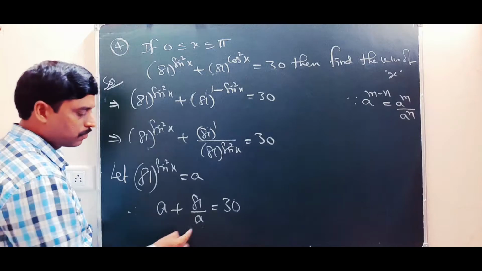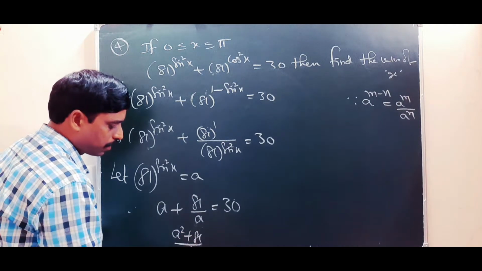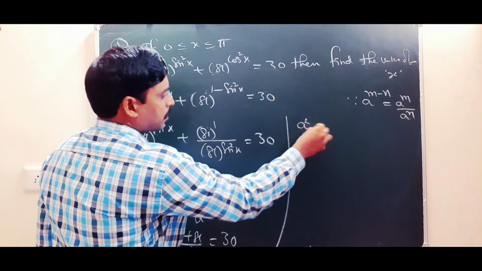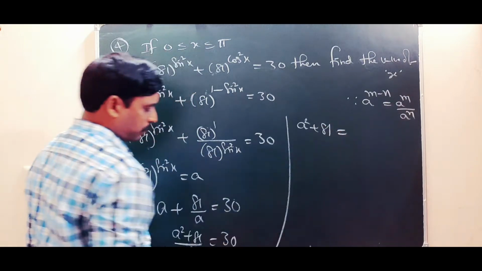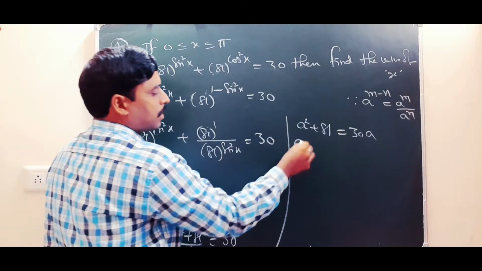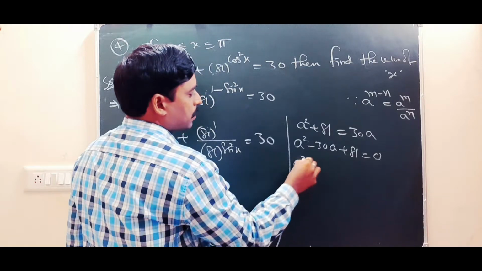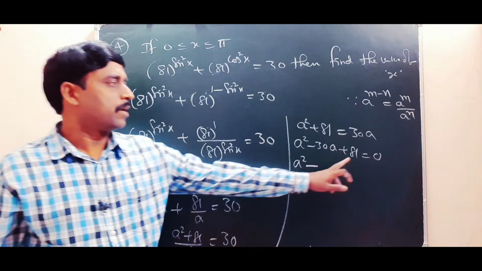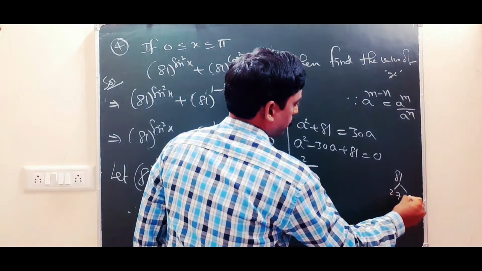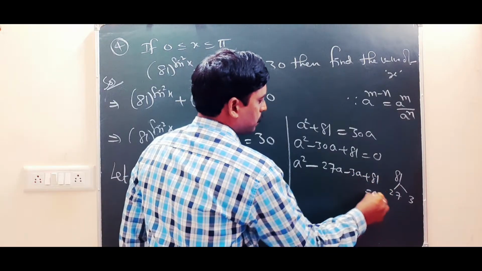So let us do LCM. What is LCM? a square plus 81 by a is equal to 30. It is going to be a square plus 81 is equal to, let us do cross product, 30a. Bring 30a to the left side: a square minus 30a plus 81 is equal to 0. Now 81 factors as 27 and 3: a square minus 27a minus 3a plus 81 is equal to 0.